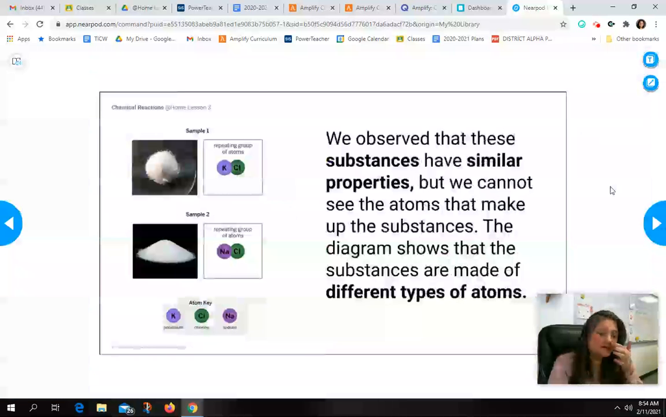So we observed that these substances have similar properties. They were white, they were crystally, they were made up of grains, but we cannot see the atoms that make up the substances. We're not able to see that small. The diagram there shows that the substances are made up of different types of atoms. So here for what they're calling sample 1 is a K and a Cl. According to the key, we have a potassium and a chlorine. And then for sample 2, we have an Na, which is sodium, and a Cl again, which is chlorine.